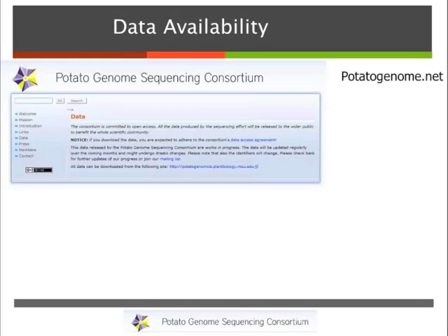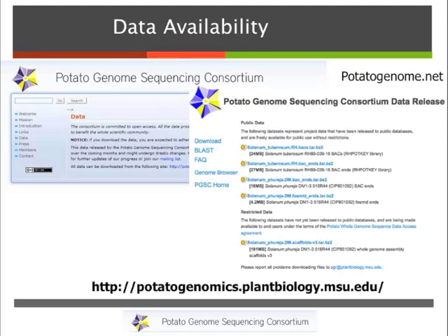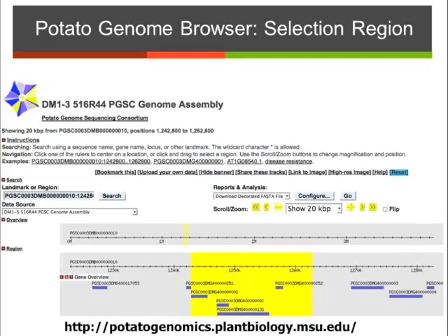So the data is available for the genome, and you go to potatogenome.net, and that takes you to Potato Genomics, which we support that site. Essentially, you could download all the data. It's freely available. You can do a blast search, and then you can look at it in a genome browser. So what I want to show you is just a few screen capture shots of the genome browser, just to make sure you're all familiar with this.